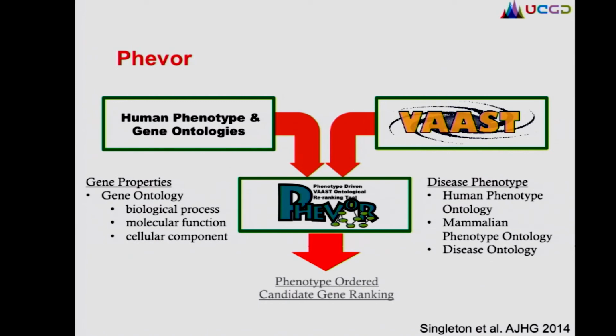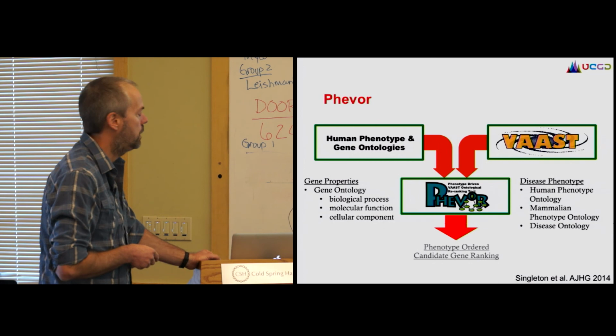Ontological phenotype re-ranking tool is kind of the root of that acronym. You take information on the phenotype out of a human phenotype ontology, and you can include the gene ontology here as well. Then you take a ranked set of genes from a tool like VAAST, but this could be a ranked set of genes from any kind of tool, and you put that phenotypic information and that ranked set of genes into Fever, and it will re-rank the genes based on the likelihood that the genes in that ranked list are associated with the given phenotype.